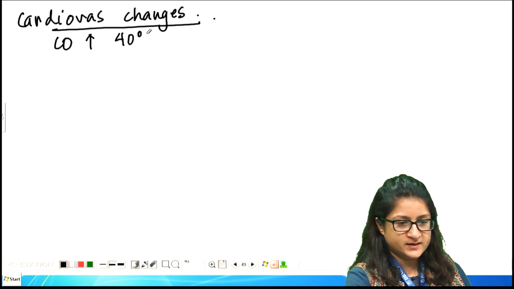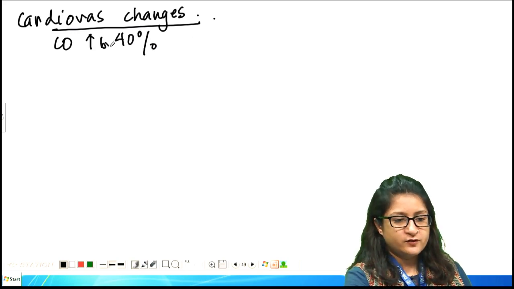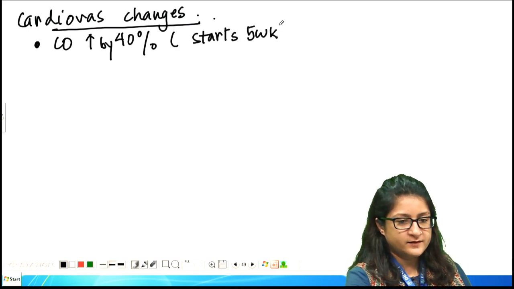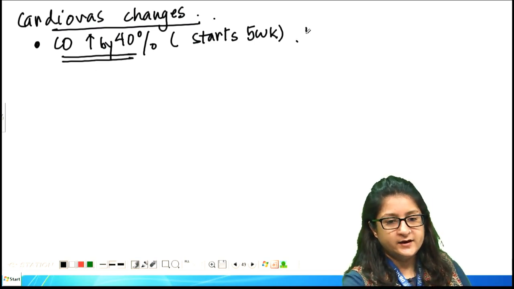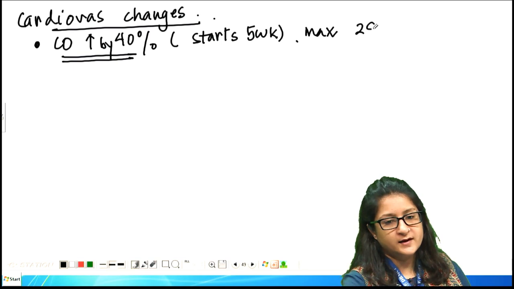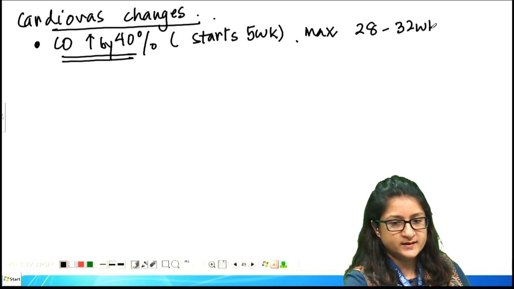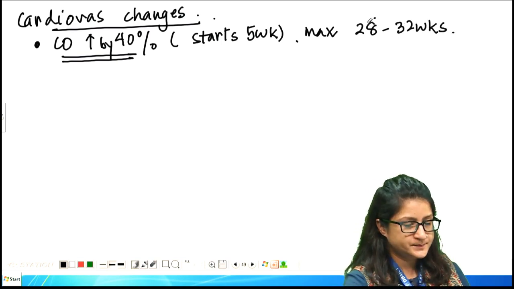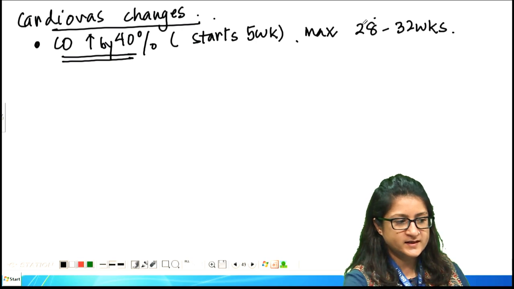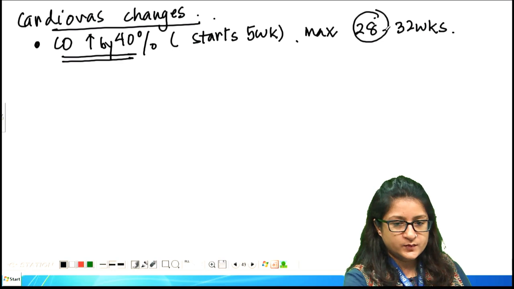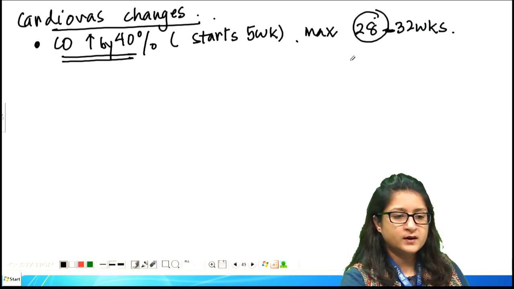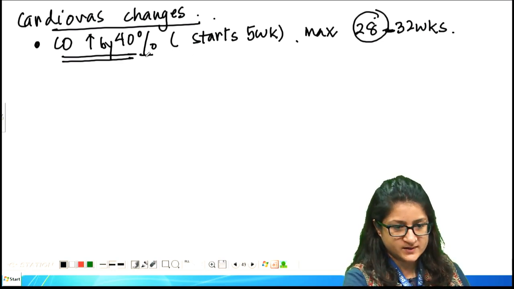The important cardiovascular change is that the cardiac output increases by 40%, important. This starts increasing at 5 weeks, and it increases by 40%. It reaches a maximum at 28 to 32 weeks. If you have to choose one, it is 28 weeks, like in the question. So cardiac output increases by 40%.